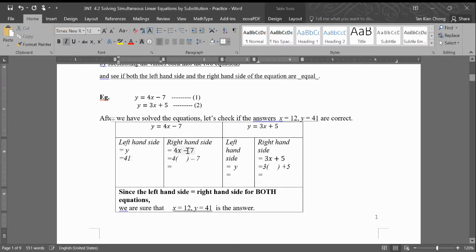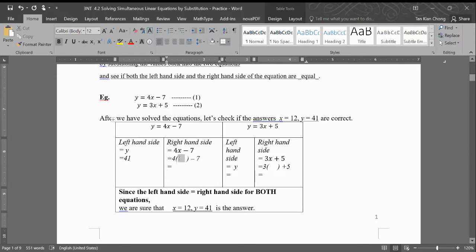Now, what about the right-hand side of the equation? It says 4x minus 7, so I'm going to write it down, 4x minus 7, on the right-hand side. There's still an unknown, which is x, so I'm going to first replace x with brackets. So I've written down 4 bracket minus 7.